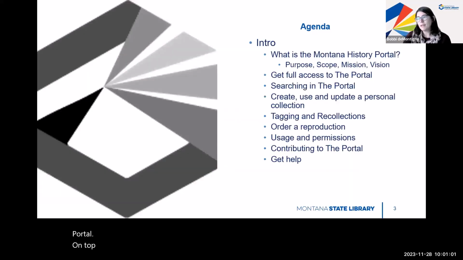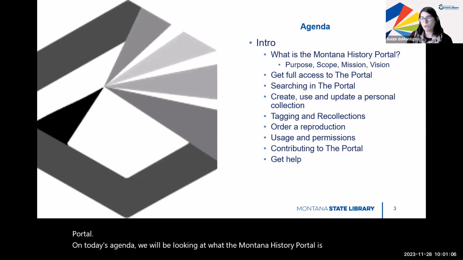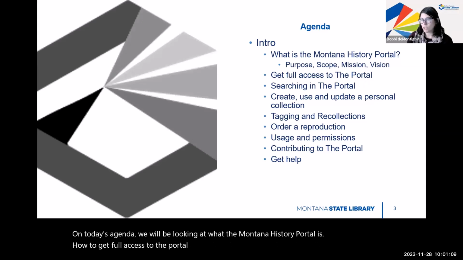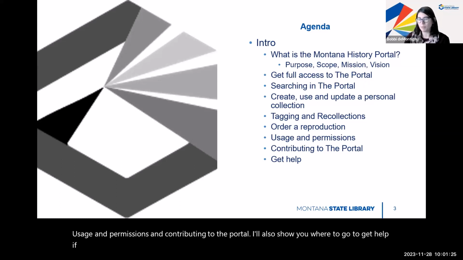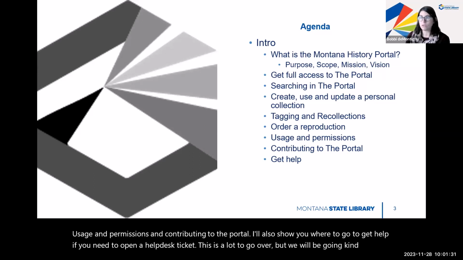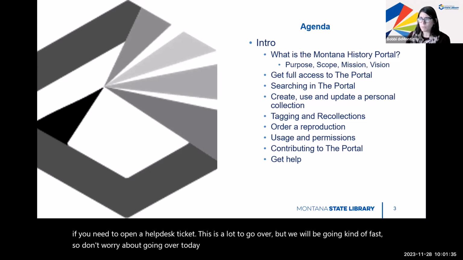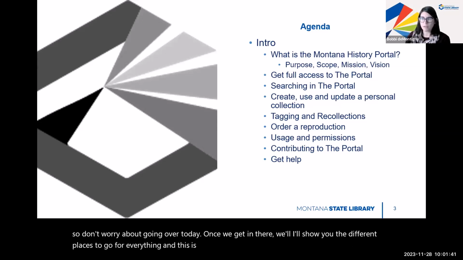On today's agenda, we will be looking at what the Montana History Portal is, how to get full access to the portal, searching, creating, using, and updating a personal collection, tagging and recollections, ordering a reproduction, usage and permissions, and contributing to the portal. I'll also show you where to go to get help if you need to open a help desk ticket. This is a lot to go over. We will be going kind of fast, so don't worry about going over today. Once we get in there, I'll show you the different places to go for everything. And this is sort of a light coverage of it.